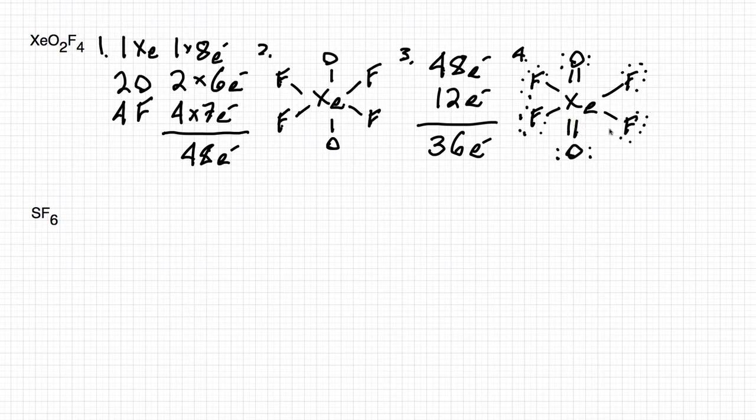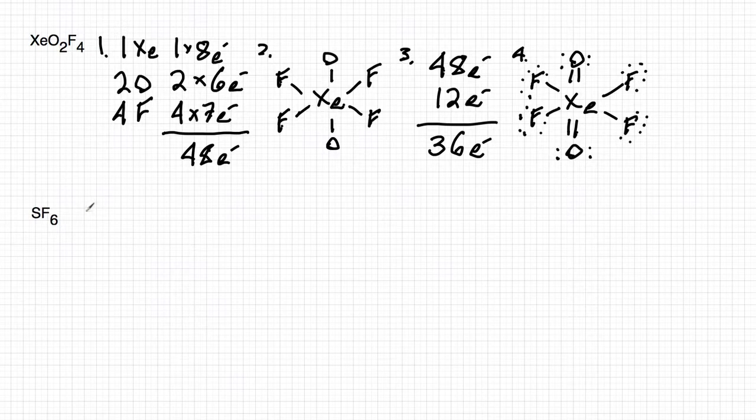And the advantage to this structure is that you don't have any formal charges. If you leave the double bonds off, then you're going to have a formal charge on the xenon, a big one, positive 2, and a formal charge on each of the oxygens. Whereas with this, you get nothing. There's no formal charges. Okay, for our last example, this is xenon hexafluoride.